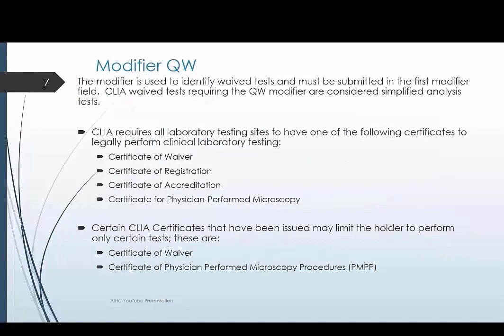Now, the modifier QW is used to identify waived tests and must be submitted in the first modifier field on the claim form. Now, CLIA tests that are waived requiring QW modifier are considered simplified analysis tests. CLIA laboratories and testing sites have to have one of the following certificates to legally perform clinical laboratory testing: certificate of waiver, certificate of registration, certificate of accreditation, certificate for physician-performed microscopy. Certain CLIA certificates that have been issued may limit the holder to perform only certain tests. These are certificate of waiver and certificate of physician-performed microscopy procedures.